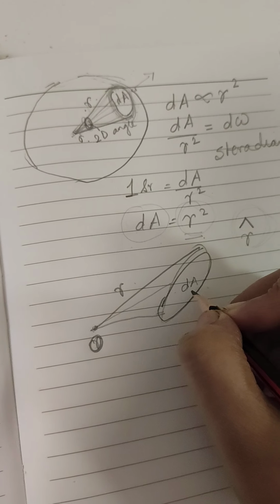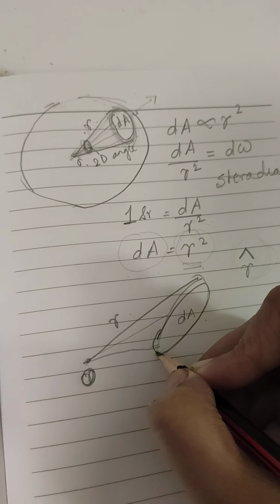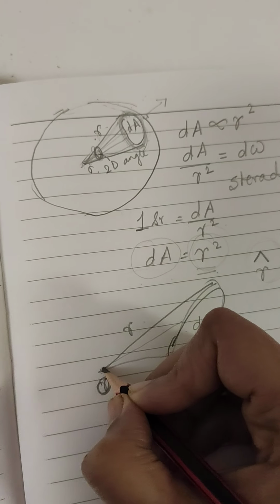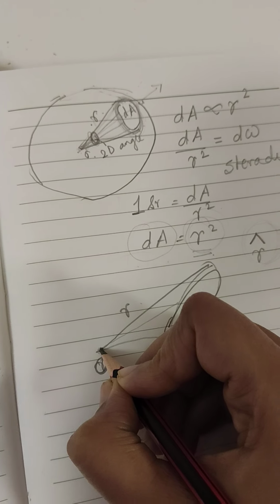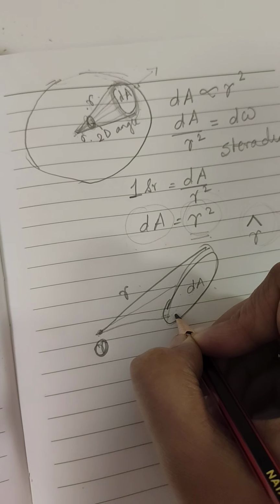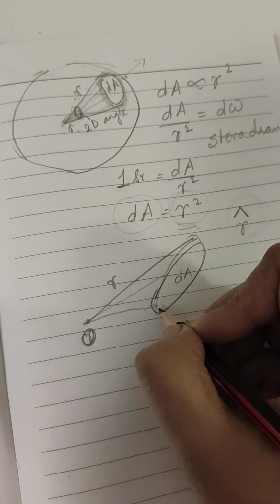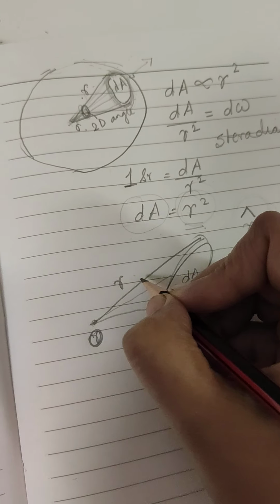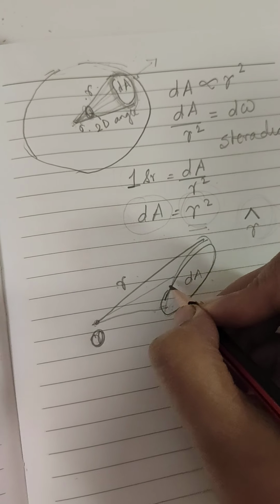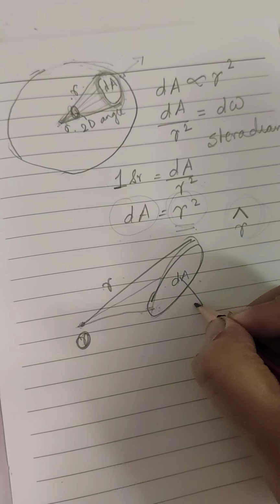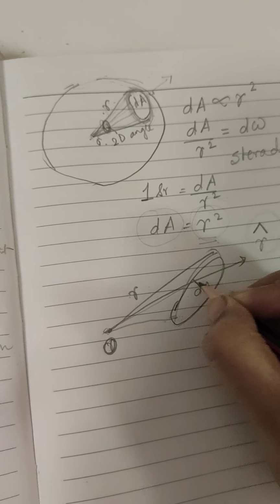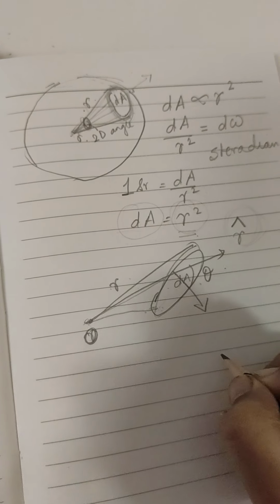Okay, now this dA is not a part of the sphere of radius r. So this dA is not subtending a solid angle at this point. Solid angle is subtended only by the part of a sphere of radius r. So we have to make a surface which is a part of the sphere of radius r. So for that, r and dA have to be in the same direction, but dA here is in this direction and r here is in this direction. Okay, so there is an angle theta between dA and r.